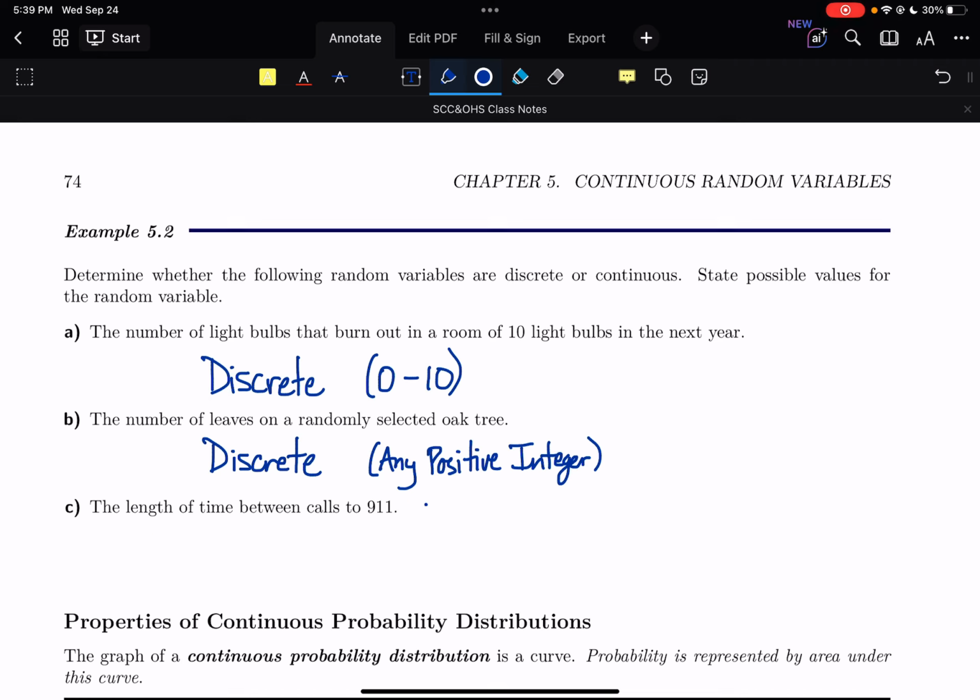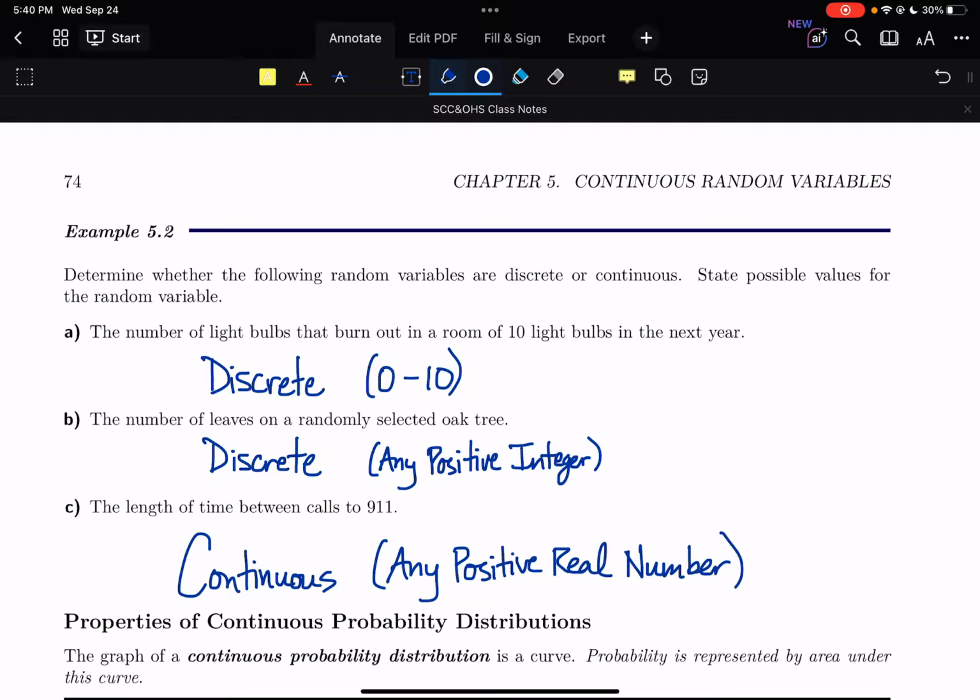And then for part C, the length of time between calls to 911. We've talked about this before. Time exists on a continuous spectrum. We don't just jump from 1 minute to the next or from even 1 second to the next. Time exists at every moment in between all of those. So time is a continuous variable. And the length of time between calls could be any positive real number, not just integers, okay, not just those whole numbers, but it could be any positive real number.